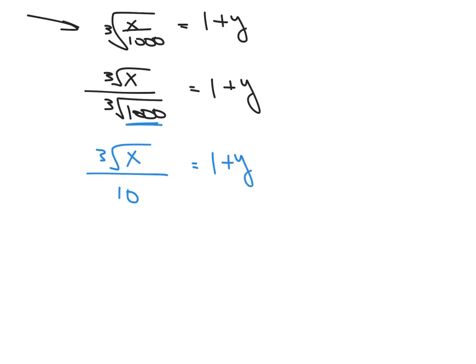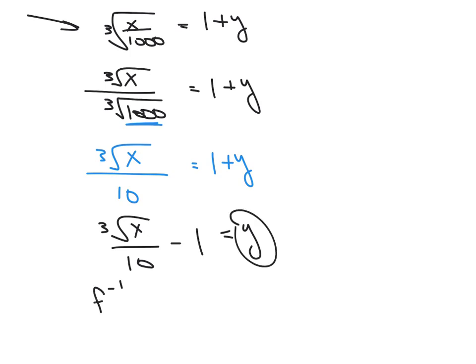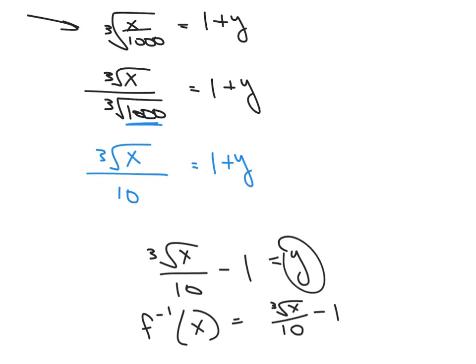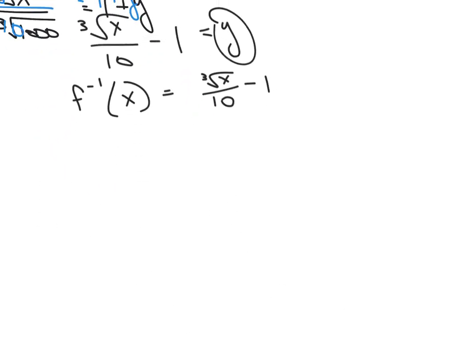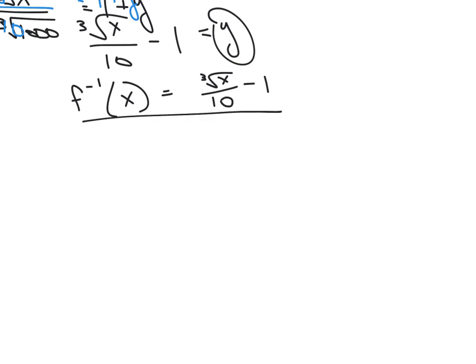Now I just subtract 1 from both sides, and I have that. The 4th step means replace my y with f inverse. Something you have to remember is that 3 is an index. It isn't 3 times. It's a cubed root. Sometimes I make them too big. Let's get rid of all this and get that formula up there, because that's the formula that I'm going to need.